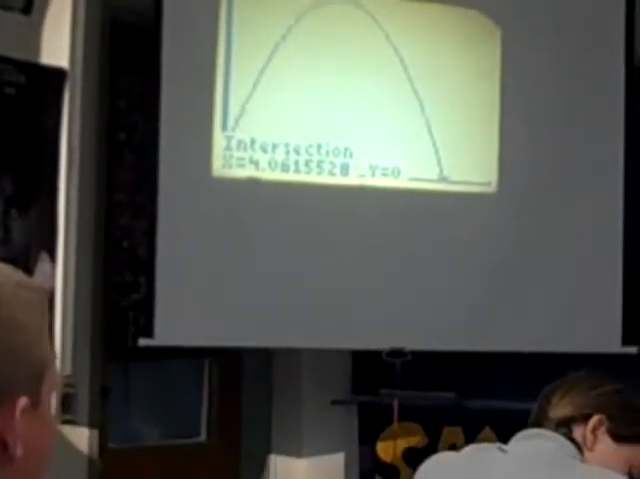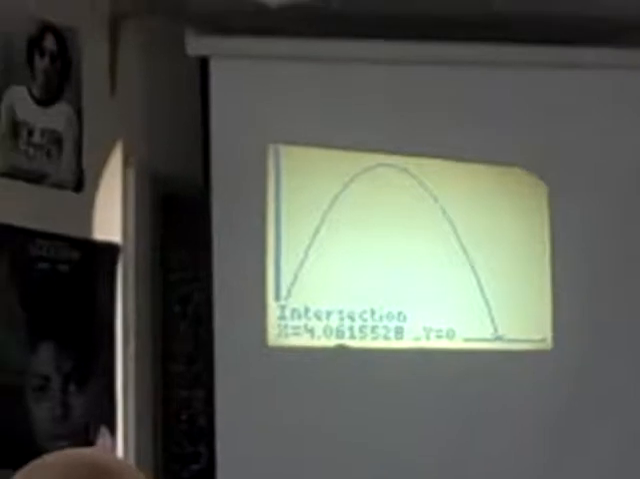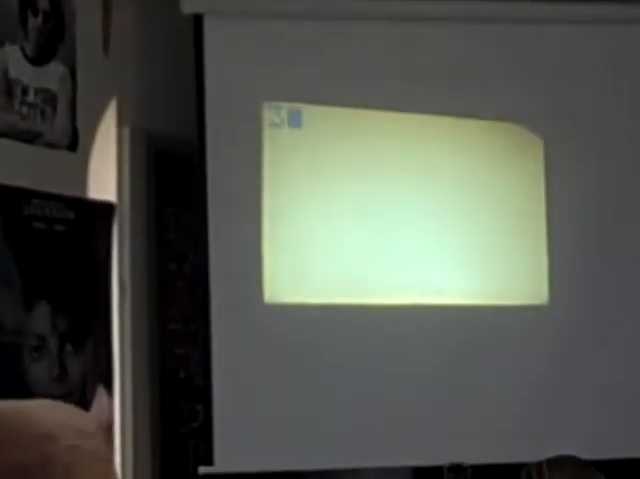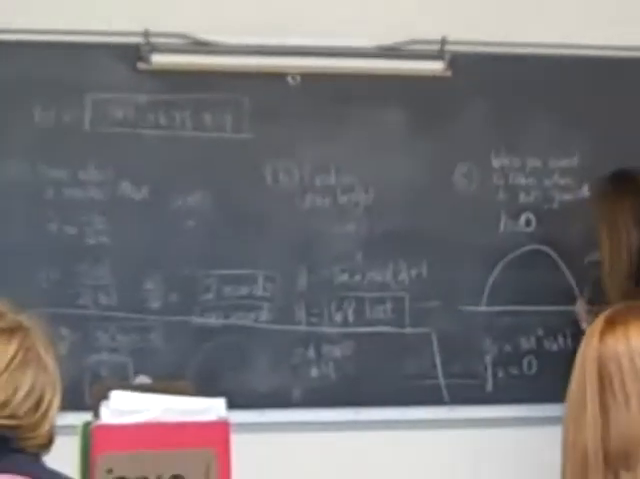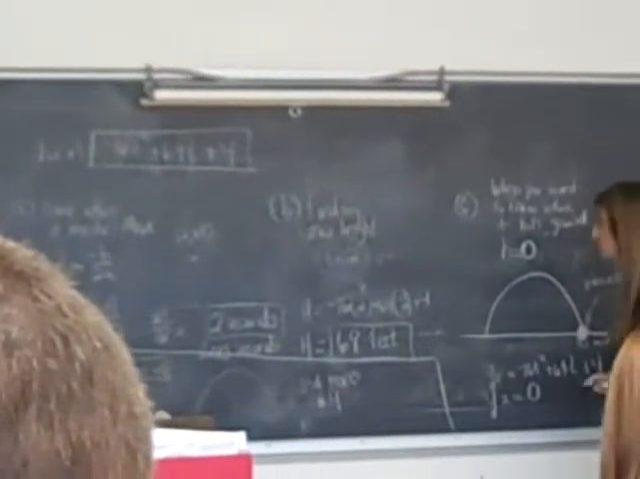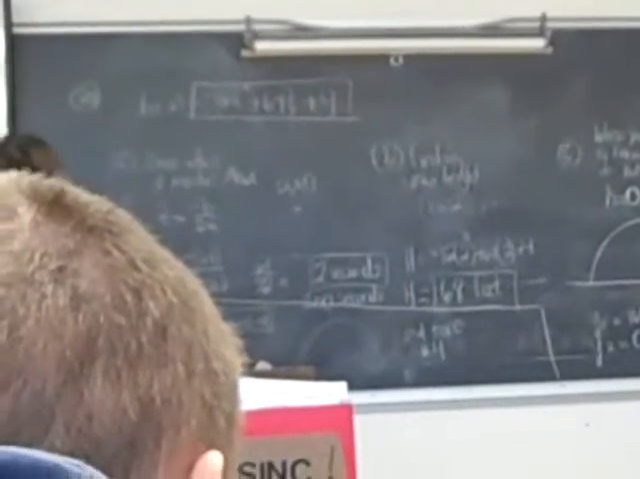Oh, so it's 4.06. Oh, the nearest tenth, so 4.0... 4.1. 4.1 seconds. All right, any questions? Finding the ground.